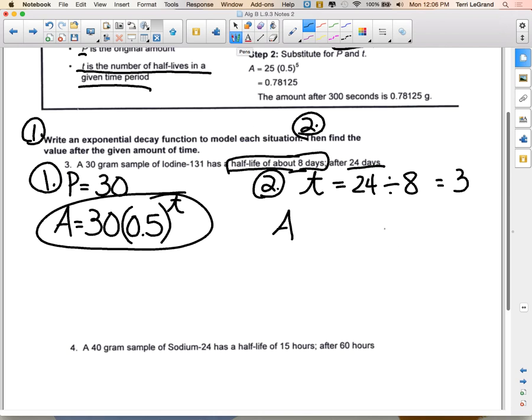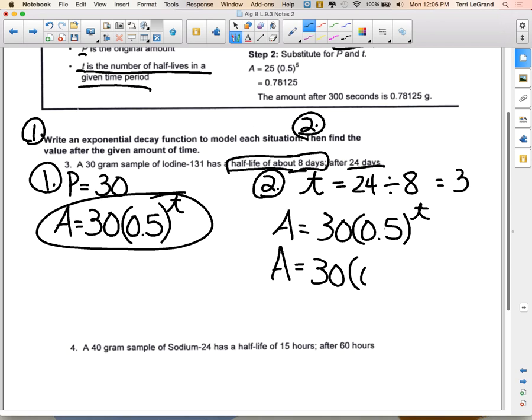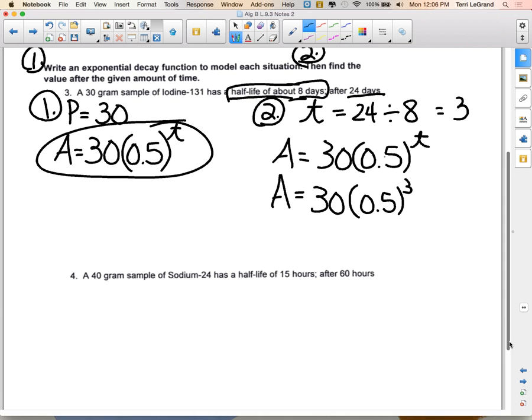So now we're ready to substitute into our model. Here's our model, first of all. Now we can put our t value in. Notice we're not putting 24. We're not putting 8. We're putting 3, how many half-lives it will go through. And then we'll be able to say how much of this original 30-gram sample is left. So A is equal to, we should be able to get a number that we don't need to do any rounding. What does it come out to?